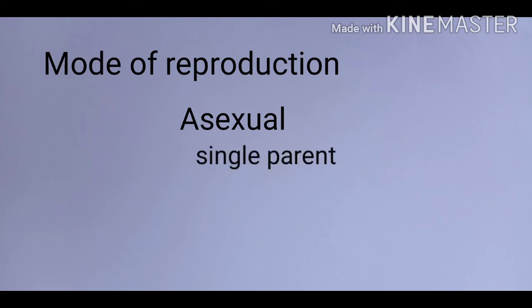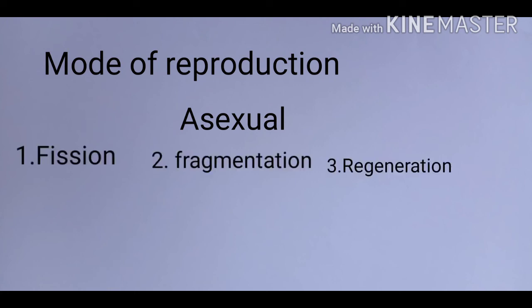So, now let us discuss the modes of reproduction used by different organisms. There are two types of mode of reproduction: asexual reproduction and sexual reproduction. We'll discuss asexual reproduction first, which is used by single organisms. This means there is no involvement of both the parents. Only a single parent is involved to produce daughter cells. The types of asexual reproduction are fission, fragmentation, regeneration, budding, and vegetative propagation.